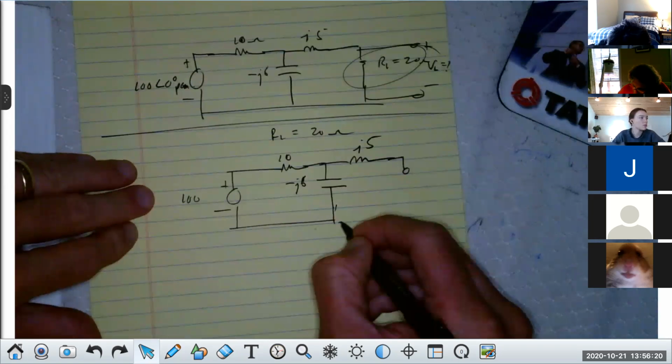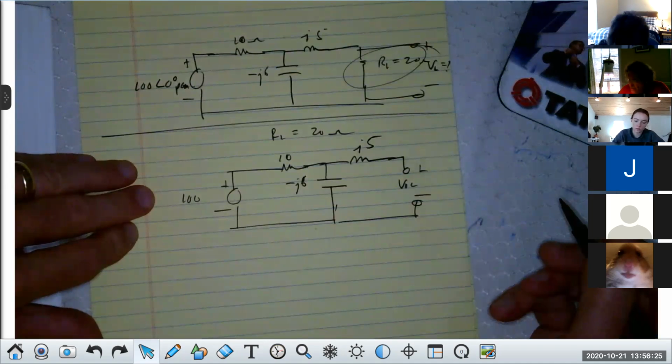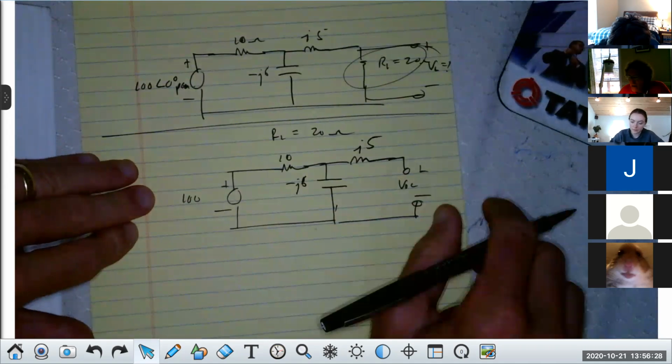In the past, I've seen. Now this is plus to minus V open circuit, right? Can y'all see this? Yep.